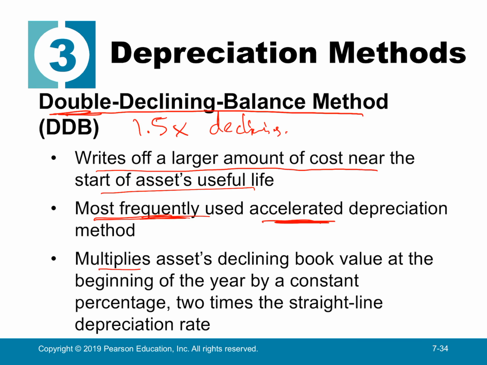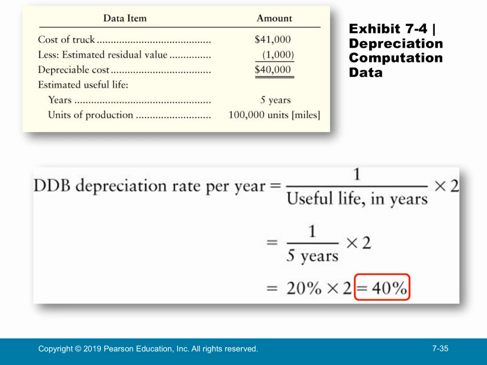What you're going to do is multiply the asset's declining book value at the beginning of the year by a constant percentage. That percentage is 2 times the straight line depreciation rate. Again, examples will save you here. So let's look. Same exact information. We're still depreciating that 40,000, all the same info. So how does double declining balance work?